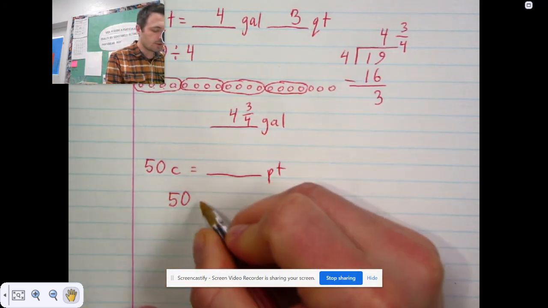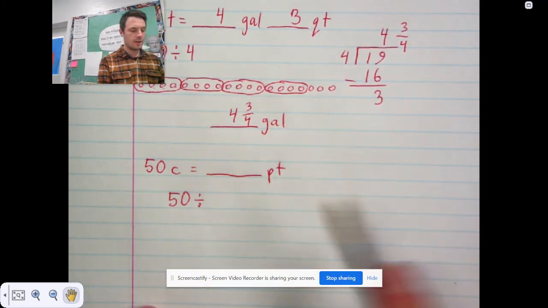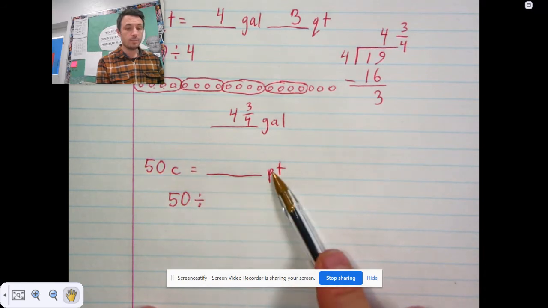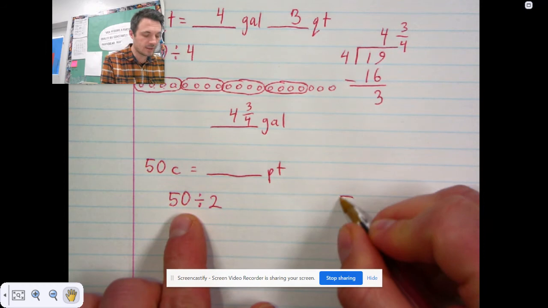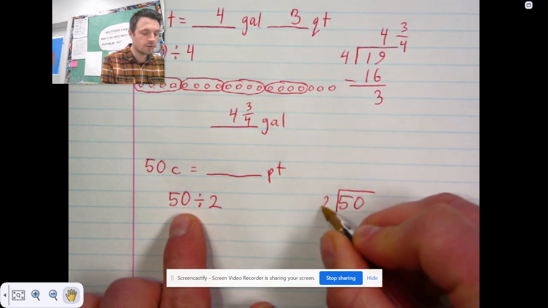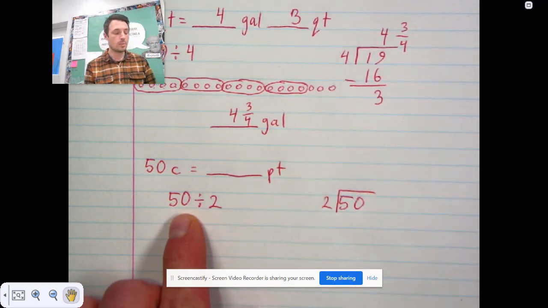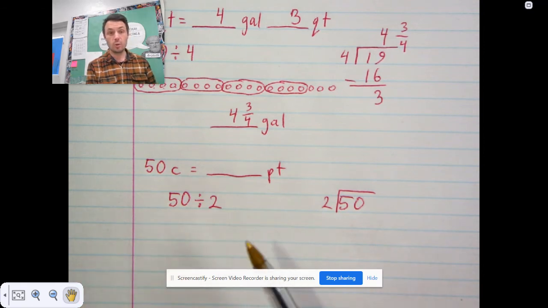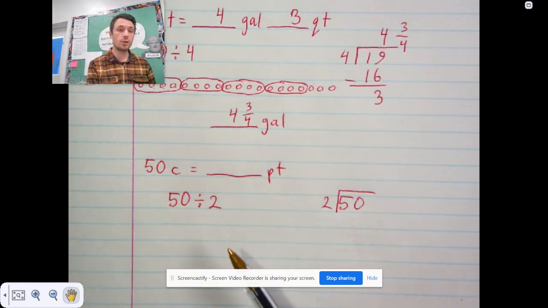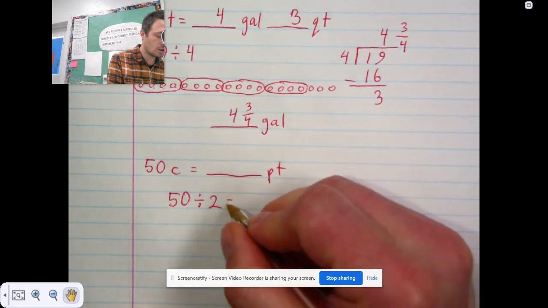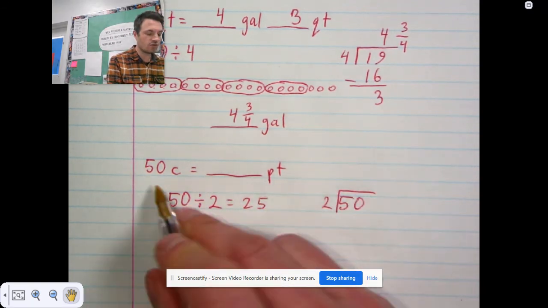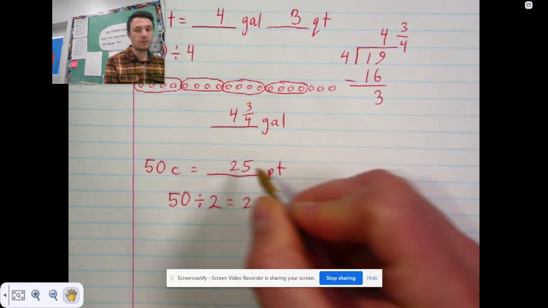So it's going to be 50 divided by the amount of cups that can fit into 1 pint, which is 2. 50 divided by 2. Now you could set this up as a long division problem, 50 divided by 2, or you probably know that it's just like quarters, since 50 cents is 2 quarters and each quarter is 25 cents. 25 times 2 is 50, so 50 divided by 2 equals 25. So 50 cups equals 25 pints.